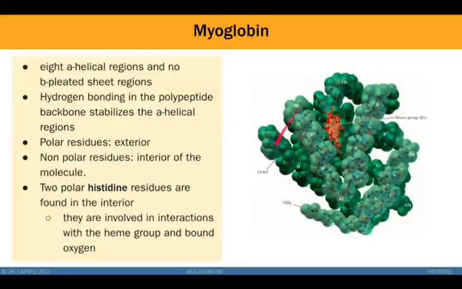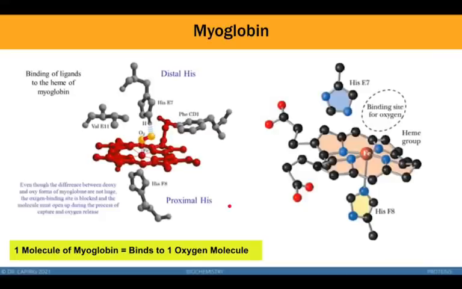Polar residues or polar amino acids are located more on the exterior of the myoglobin, because they are the ones that have the capacity to form hydrogen bonds with water, and non-polar residues are located in the interior of the molecule through hydrophobic interaction. We have two polar histidine residues found in the interior of myoglobin, and these two histidine residues are involved in the interaction with the heme group and the bound oxygen.